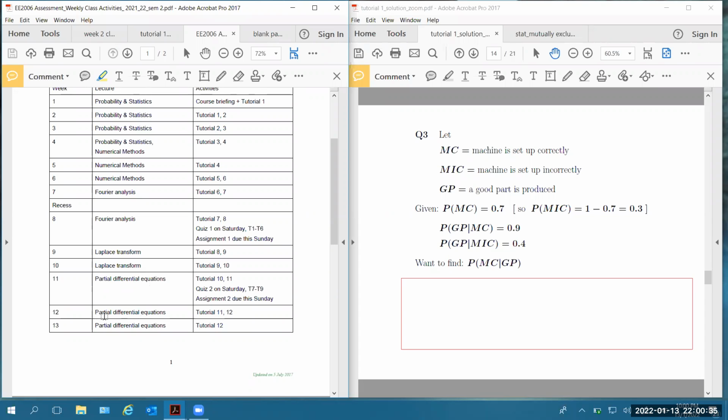But when you go deeper, students will find it not so easy to understand, because the mathematics is quite a lot. So this is partial differential equations. And then, okay, let me comment here.